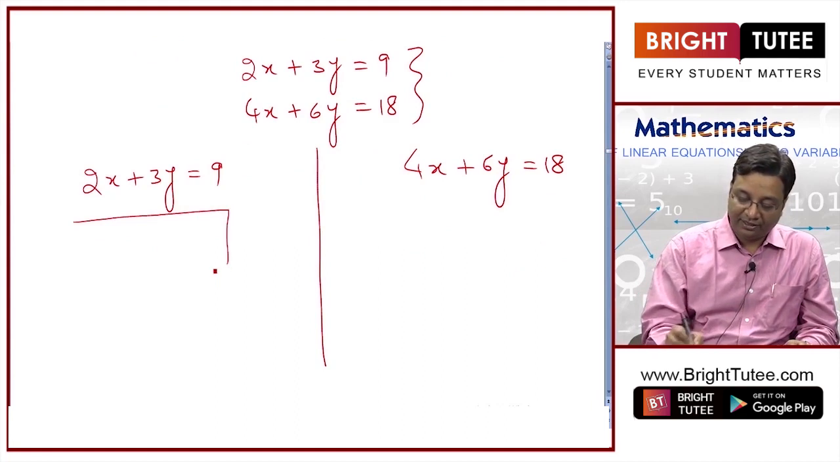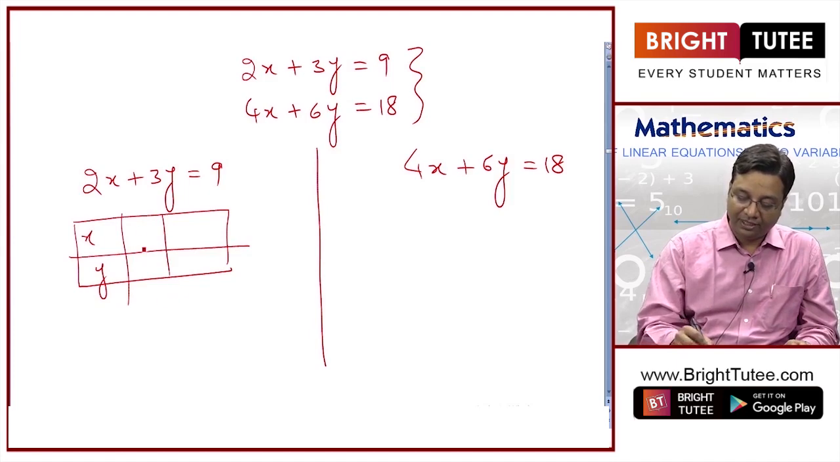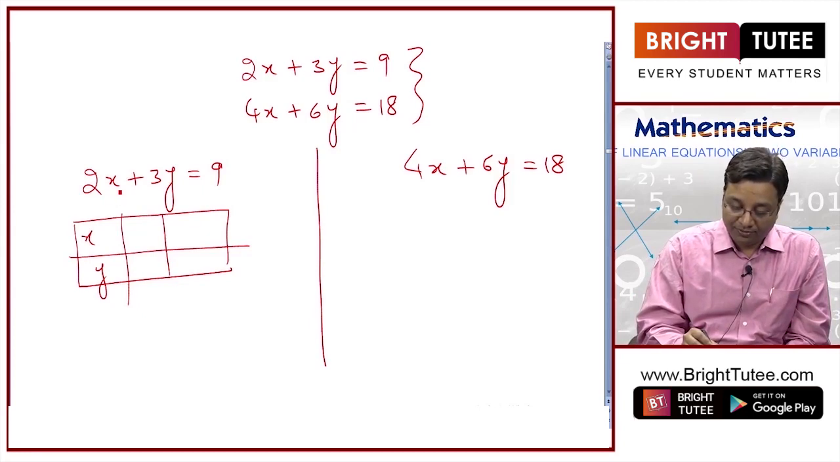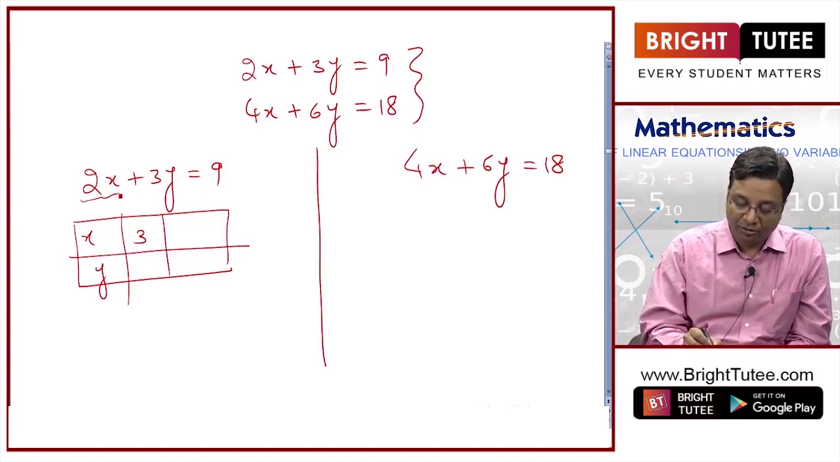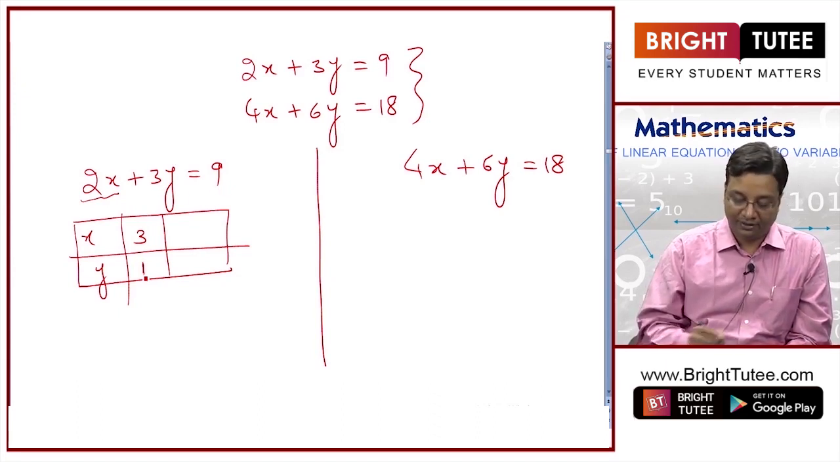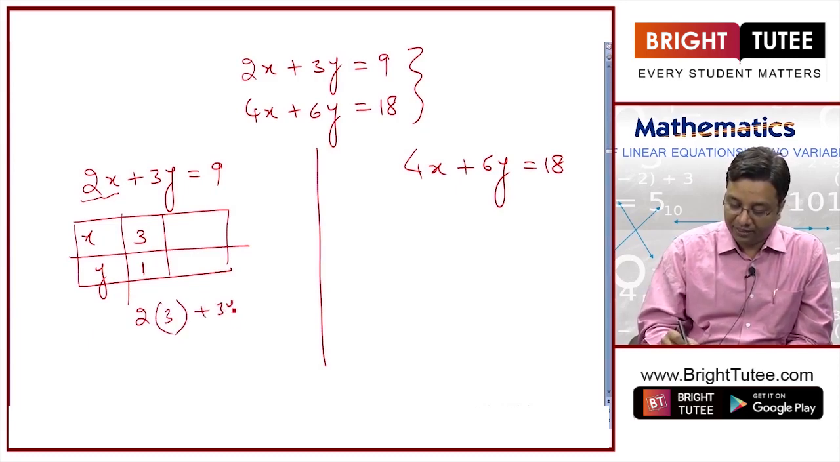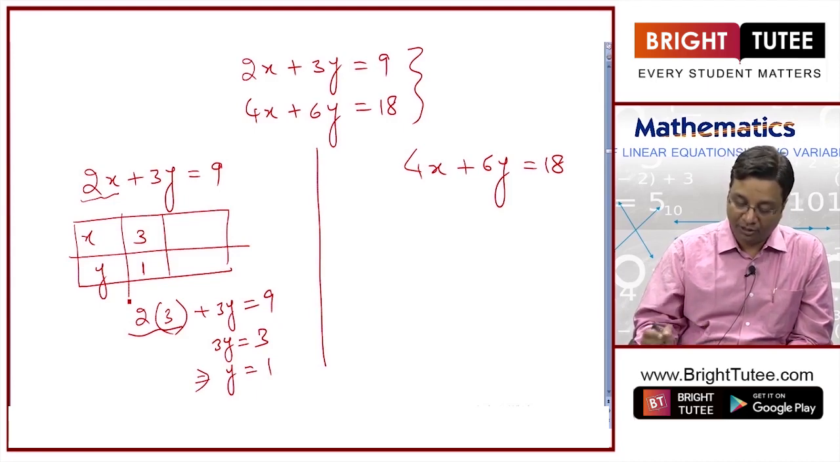So we will again make that table here for values of x and y. You put a certain value of x, you will get a certain value of y here. So let us put the value of x as 3, right? So it will become 3 into 2 is 6, and 9 minus 6 is 3. So y will be 1. If I put x as 3, then 6 plus 3y is equal to 9. So 3y is equal to 3, hence y is equal to 1. Right? So this is how I get this point here.